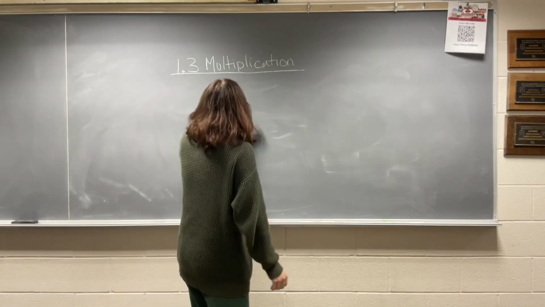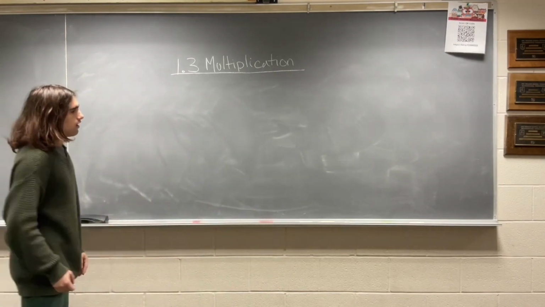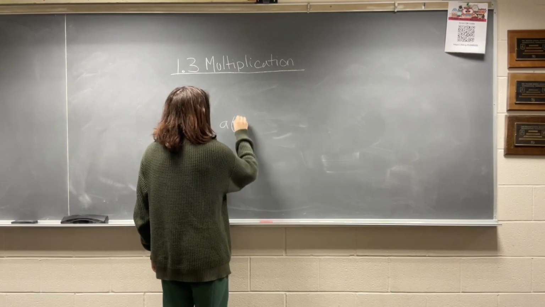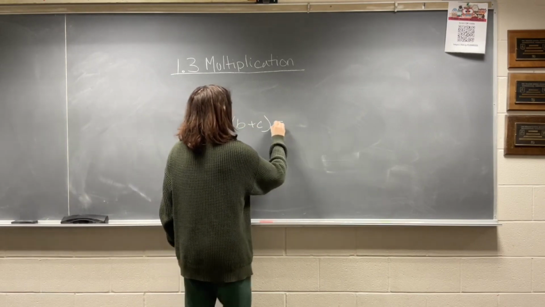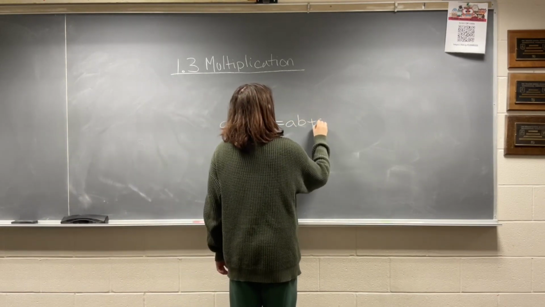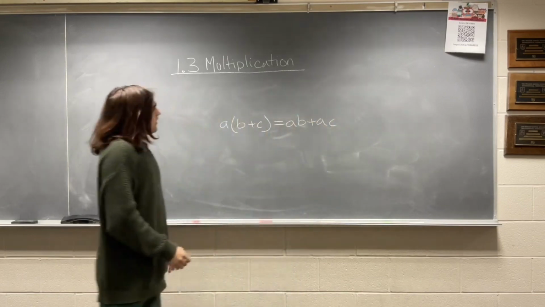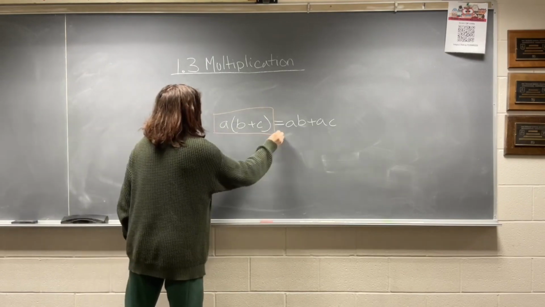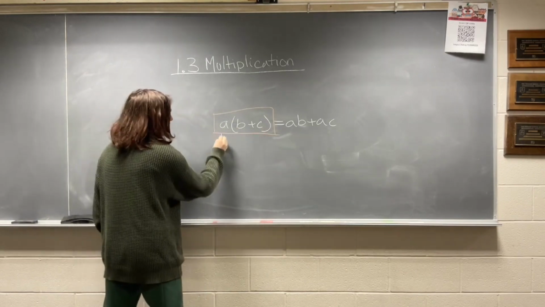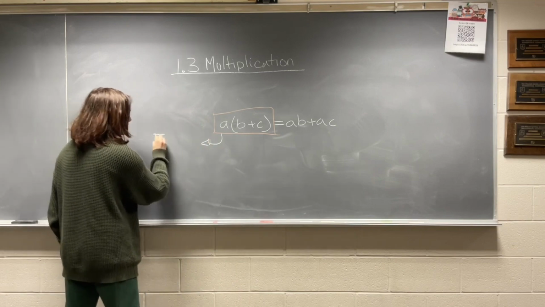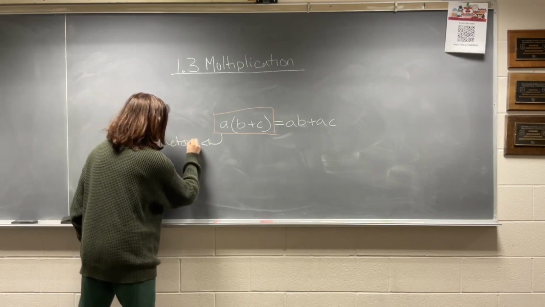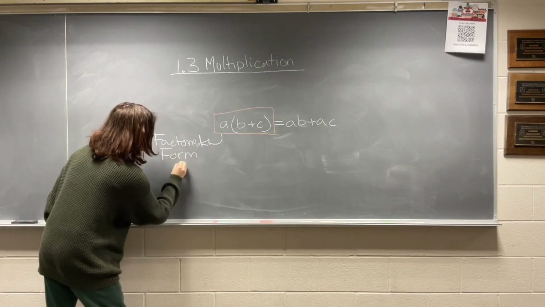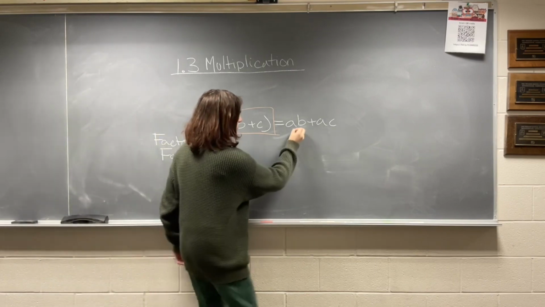And when we talked about the distributive property of the number, we have A times B plus C is equal to AB plus AC. This is interesting, which you will learn later. It is something called factoring. So this is the factored form of this.